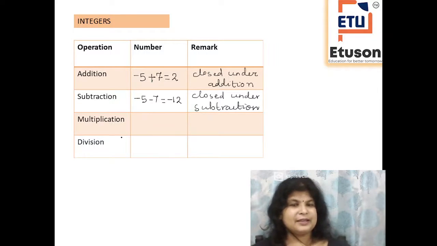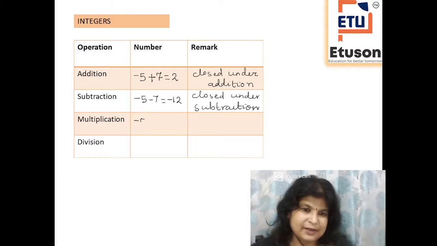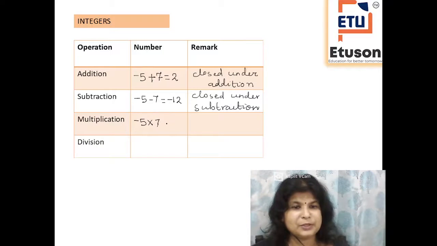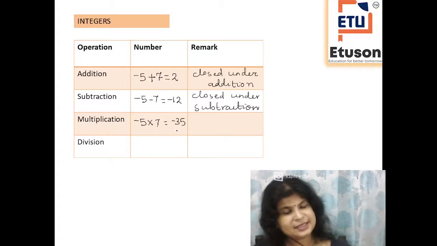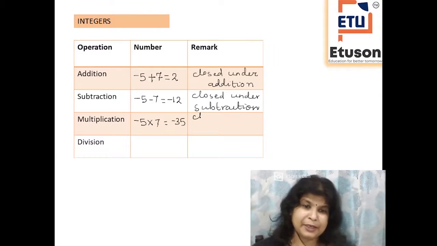Okay? Now, suppose I take the operation minus 5 into 7, or minus 5 into 0. So the answer will be what? Minus 35. If you multiply with 0, that becomes 0. Is minus 35 an integer? Yes, it is a negative integer. So in case of integers, integers are closed under multiplication.